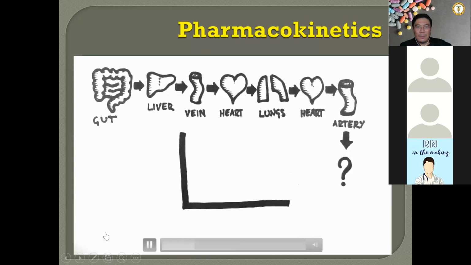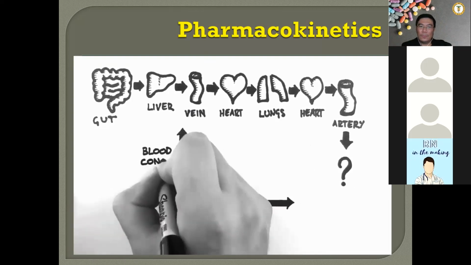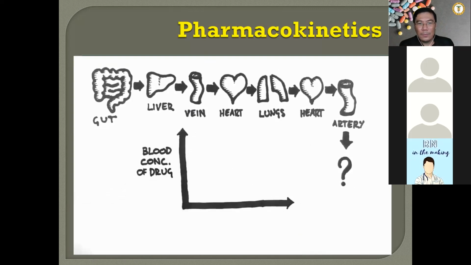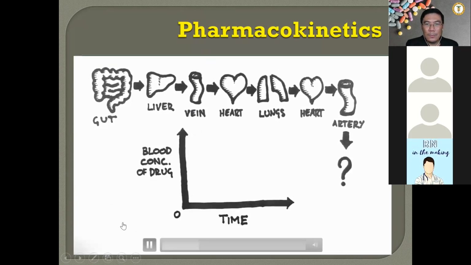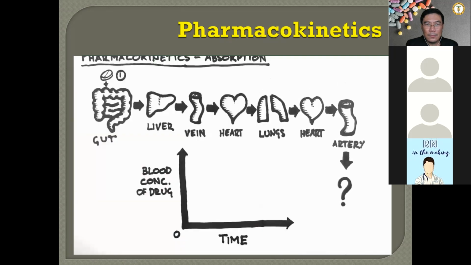So I'll draw a set of axes. On the y-axis, we have blood concentration of drug, and on the x-axis, we have time. We'll begin with the most common route of drug administration, which is orally. These drugs move through the digestive system and get absorbed by the gut.